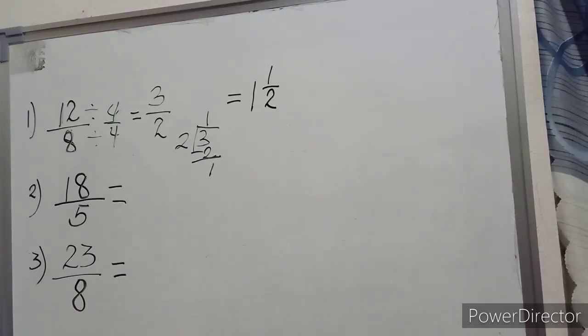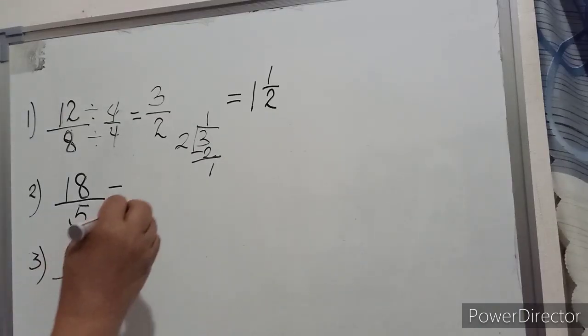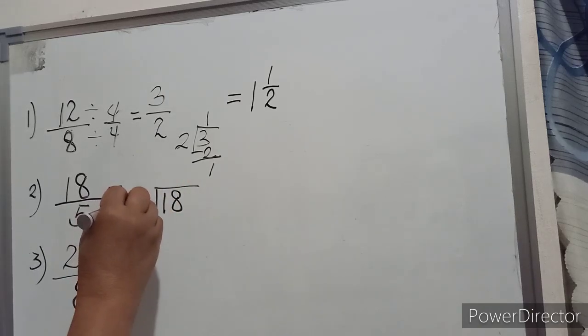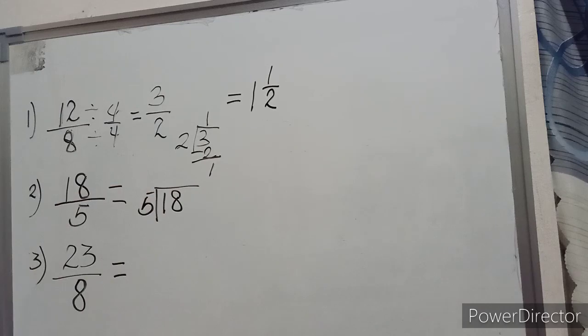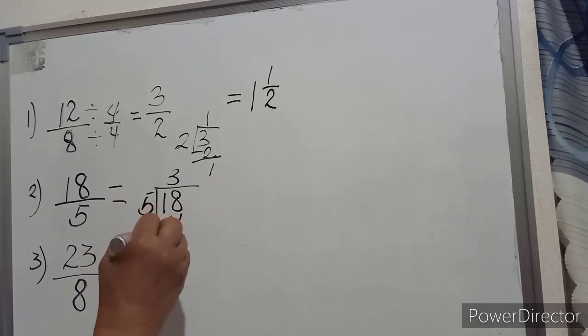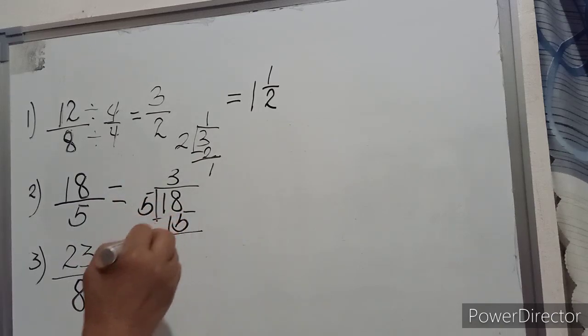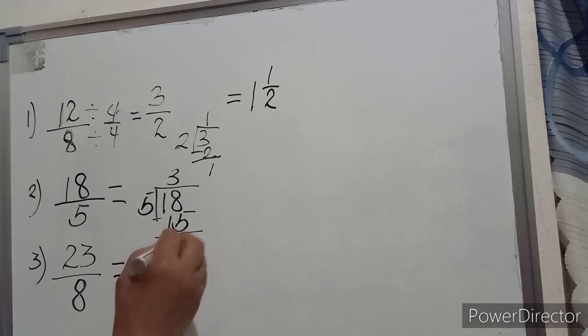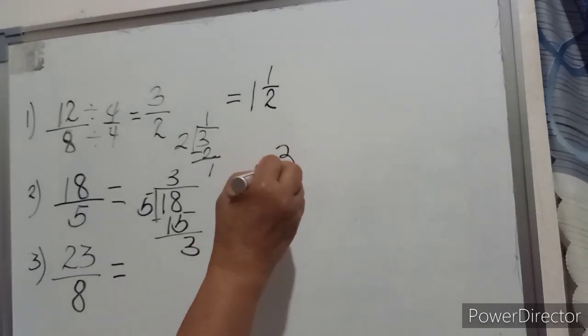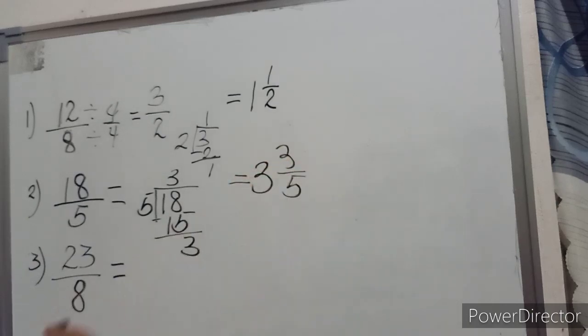While for number 2, 18 divided by 5, they do not have any common factor, so we proceed to division immediately. 18 divided by 5 will give you 3. 3 times 5 is equal to 15. 18 minus 15 is 3. Therefore, the final answer is 3 and 3/5.